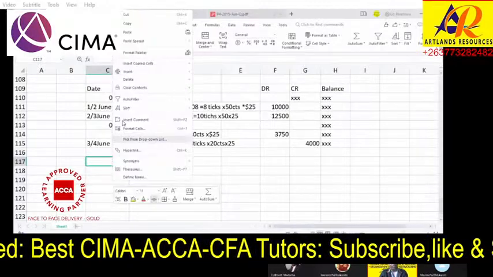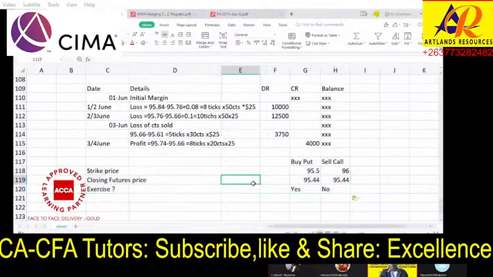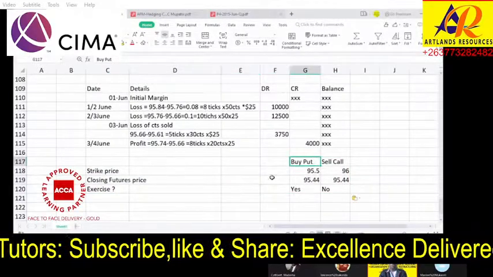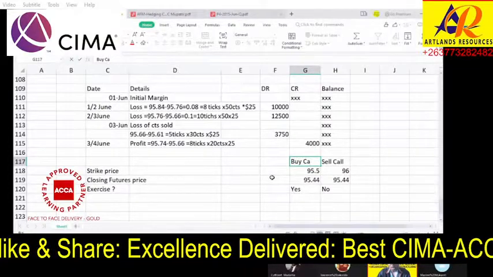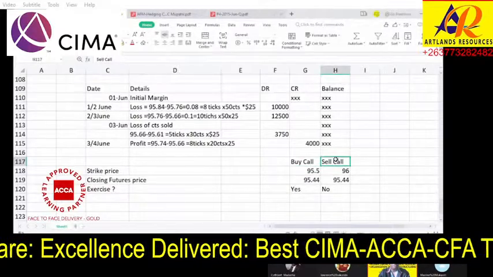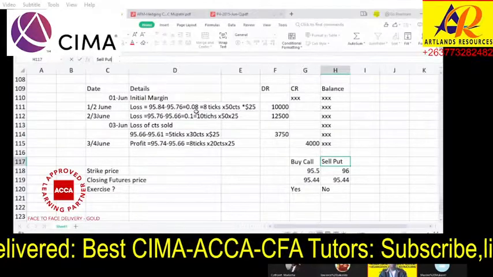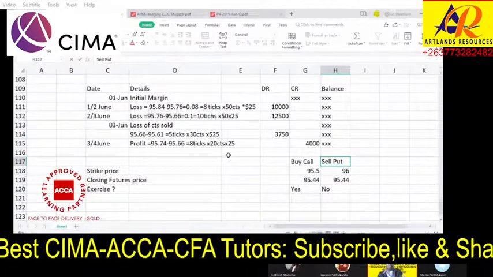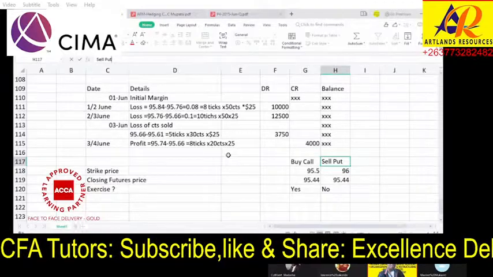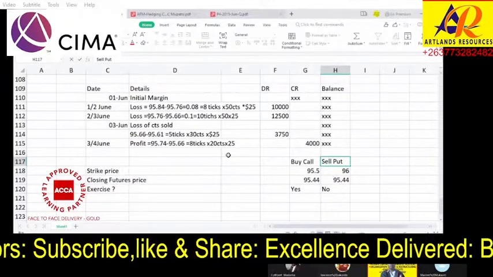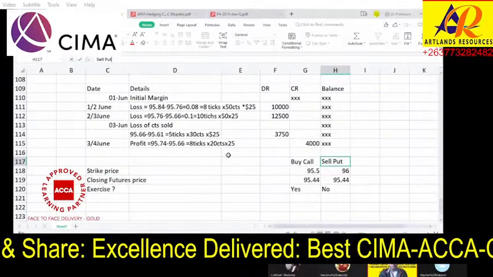Let me just paste values. Paste special values and number formatting. Okay, so if it was a lender, what would you do? A lender buys call and then sells put. Simple as that. A lender enters the market by the call side when you are borrowing money. You lend money by buying, and buying is a call. You don't lend by selling.